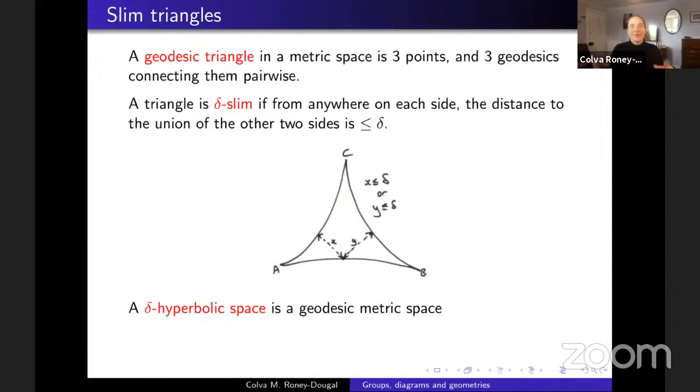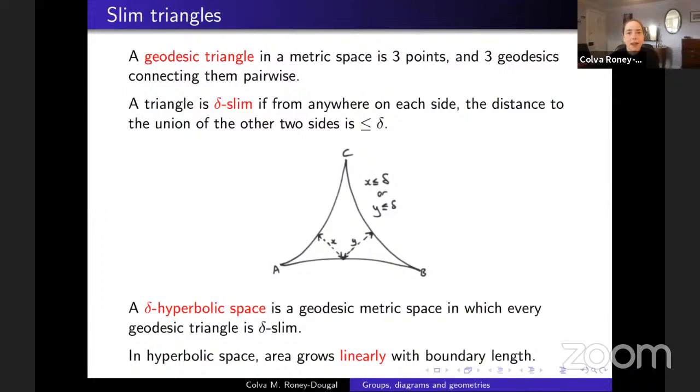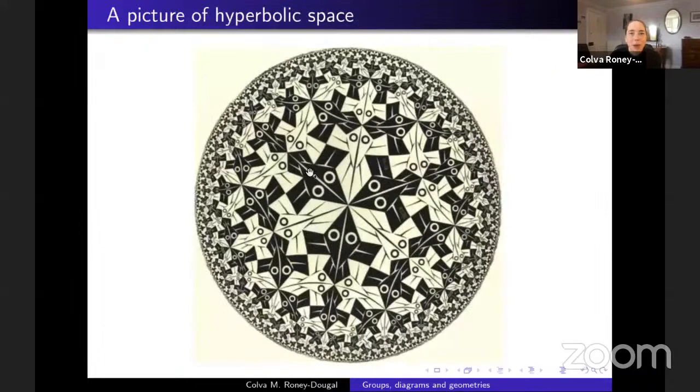A delta hyperbolic space is a geodesic metric space, so a space, distance function, paths between points of the minimum possible length, in which every geodesic triangle is delta slim. So all triangles are skinny. It's kind of magic that such a thing exists, but hyperbolic space exists, and this is the definition of hyperbolic space. And one of the cute things about hyperbolic space is that area doesn't, so in Euclidean space, the space in which we live, area of say, triangles grows quadratically as the boundaries get longer. In hyperbolic space, area grows linearly. So here's a picture of some hyperbolic space.